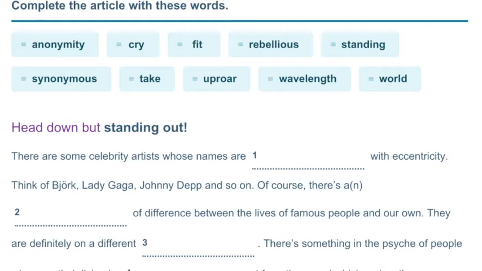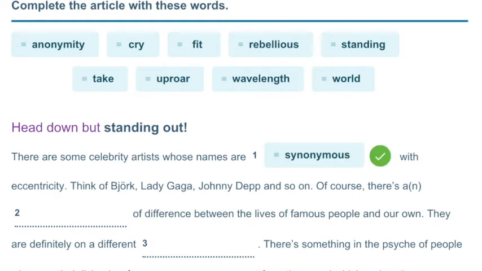Head down, but standing out. There are some celebrity artists whose names are synonymous with eccentricity. Synonymous with, that's something important. Think of Björk, Lady Gaga, Johnny Depp, and so on. Of course, there's a or an. The use of a or an would depend on what's in the gap.